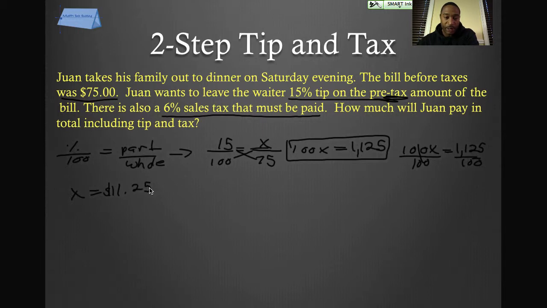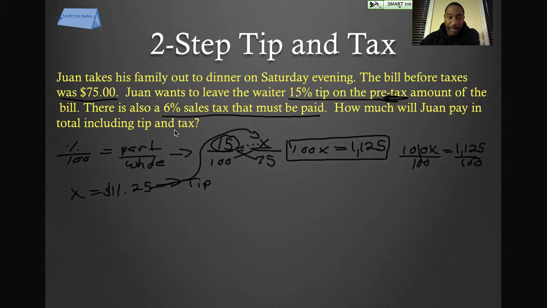So now we know that this pretty much can plug back into our x. But what do we know? What does this answer tell us? That means that $11.25 is equal to my 15% tip. So now I could label this as the tip. So that's the tip that she's gonna leave.